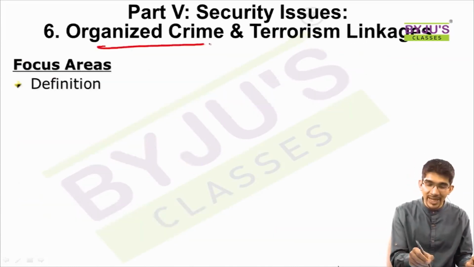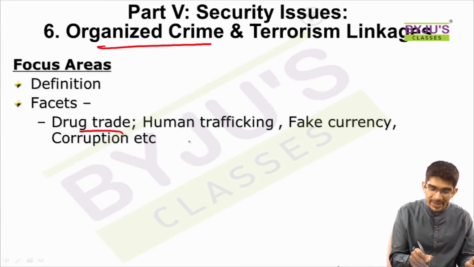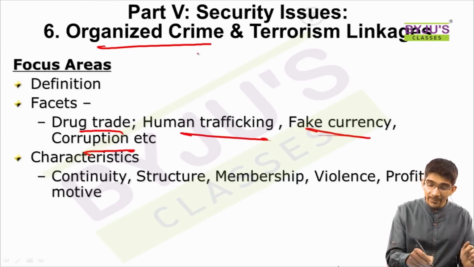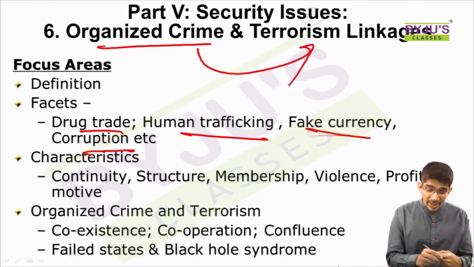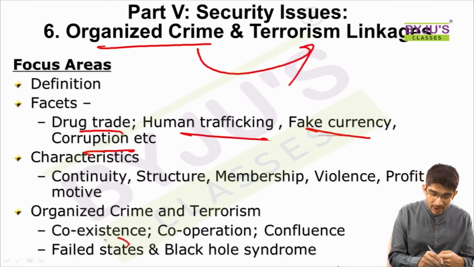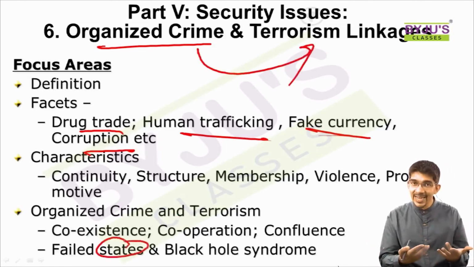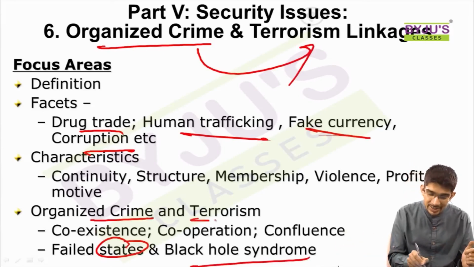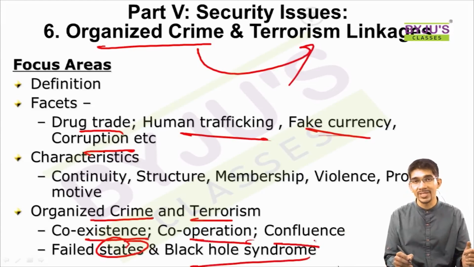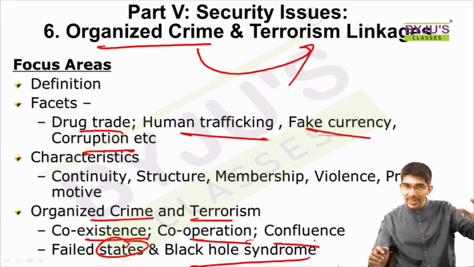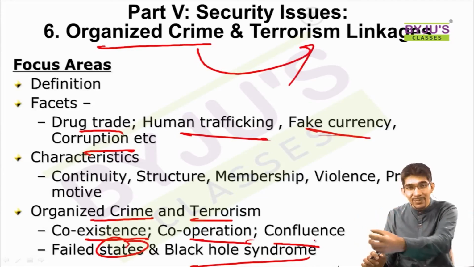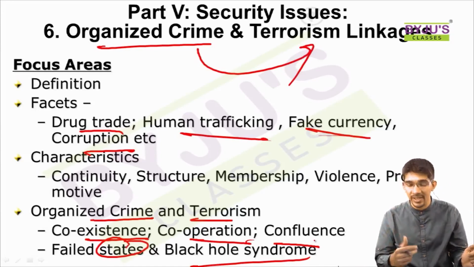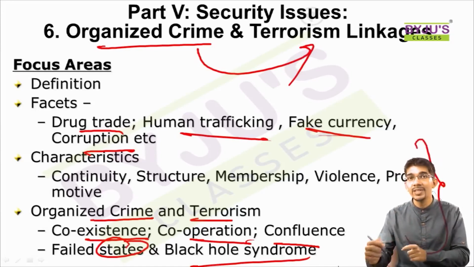So what is the link between organized crime and terrorism? Again, drug trade, trafficking, fake currency, corruption, interlinkages. What characterizes organized crime which is linked to terrorism? When do organized crime and terrorism go hand in hand? Usually because of state-sponsored terrorism. A failed state can lead to something called black hole syndrome, where all law and order breaks down. Then crime and terrorism will have coexistence, cooperation and confluence, which means effectively the people who are doing the crime and the people who are doing terrorism and the people who are doing governance are all the same. So where are those issues happening? Countries like Afghanistan, Al-Qaeda, etc. are examples of this. So we should have a focus on this as well.